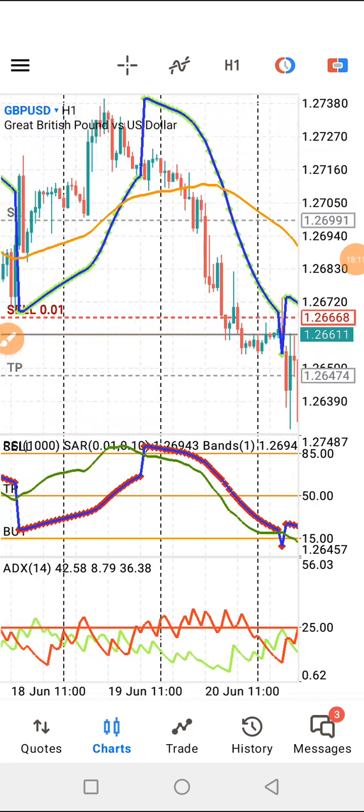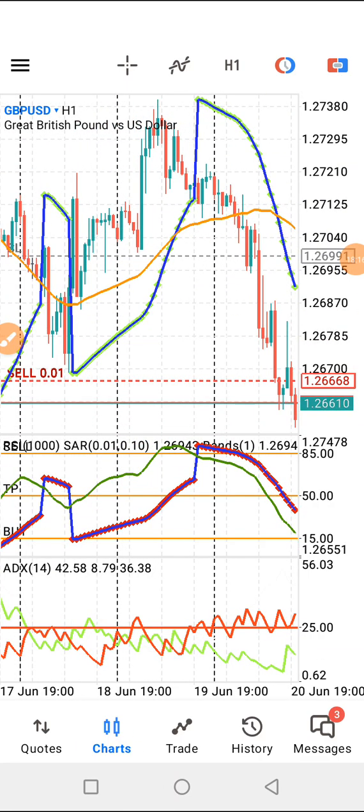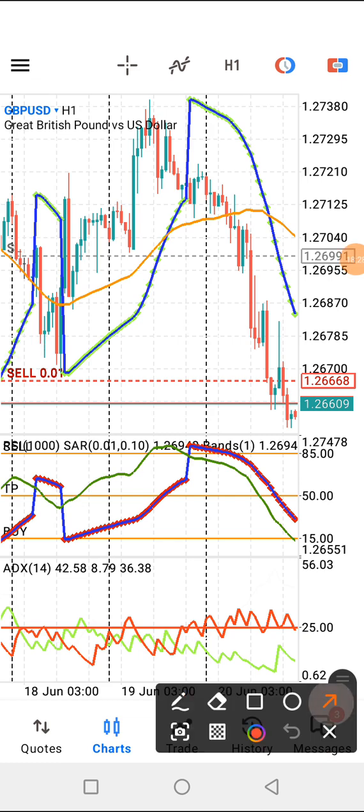Now let me show you another situation whereby we have a sell scenario. Now this was where we get a sell scenario here. Immediately price closes after our Bollinger Band, what do you notice? Our parabolic SAR started printing at the top side. But I will not take the sell. Why? Because it was above level 50 at this point.